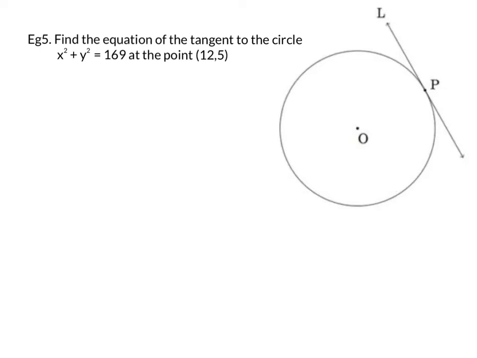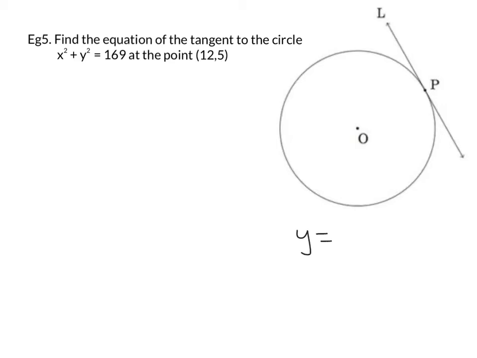In this video, we're going to look at the equation of a circle in connection with the equation of a tangent of a circle. Example 5. Find the equation of the tangent to the circle x squared plus y squared equals 169 at the point (12, 5). So the tangent is a straight line, and that's what we're trying to find the equation of.